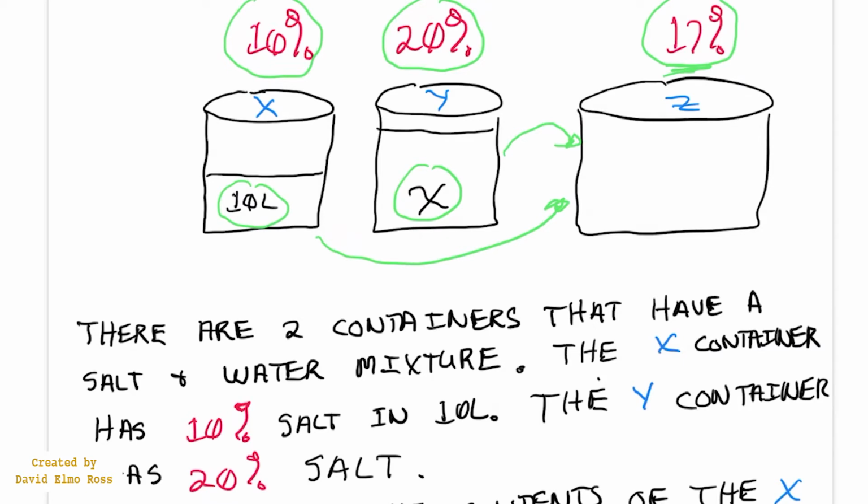Now this is a fixed amount, 10 liters at 10%, but in this case we can add as many liters as we want of 20% to bring it up to 17%, and we have to figure out how many liters that is to give us a 17% solution in the other container.